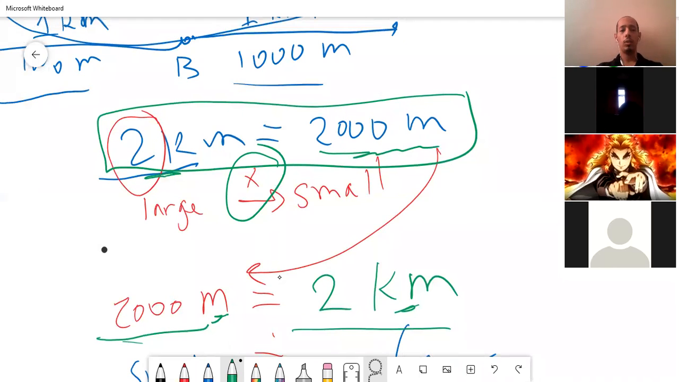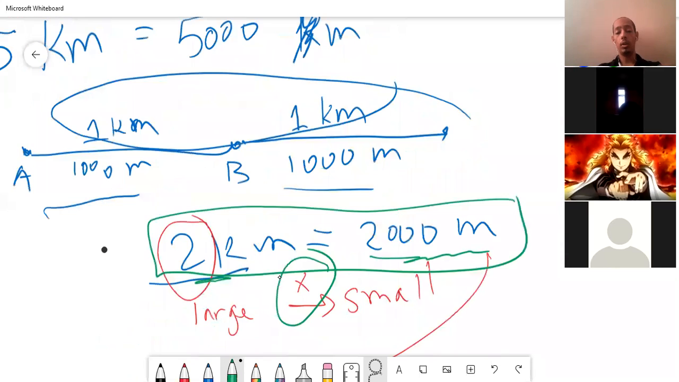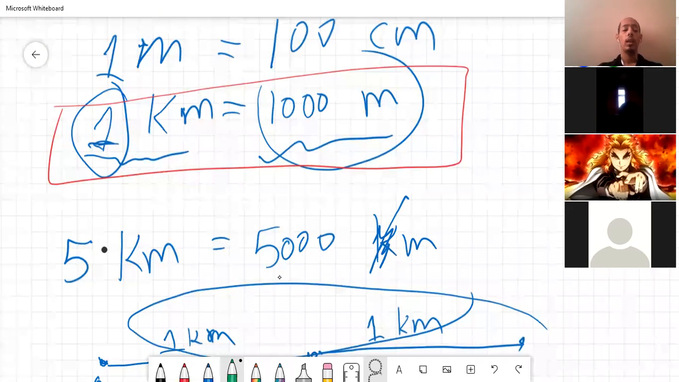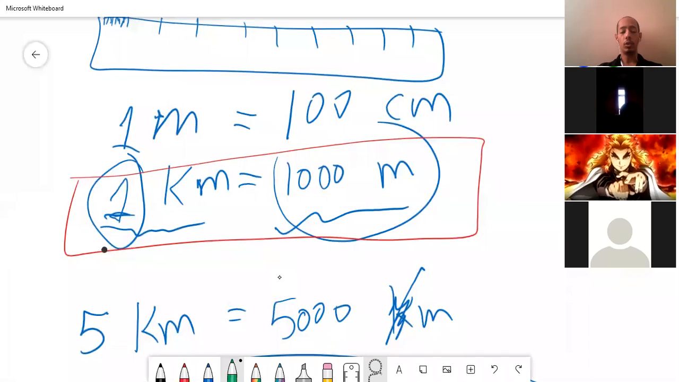Whatever the numbers you get, you always have to look at the units and look at the basic conversion between units. The basic means, for example, 1 kilometer, how many meters, or 1 meter, how many centimeters. This is the basic we are going to use when we divide or multiply.